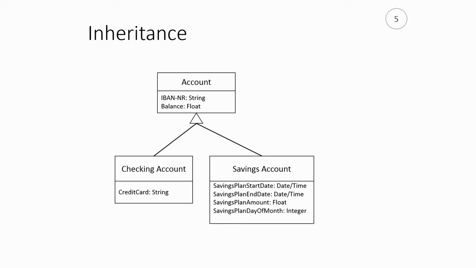Likewise, the savings account inherits from account that it has an IBAN number and a balance, but it extends this with four attributes related to a savings plan: a start date, an end date, an amount you want to save every month, and the day of the month at which you want to transfer this amount from your checking account to your savings account.